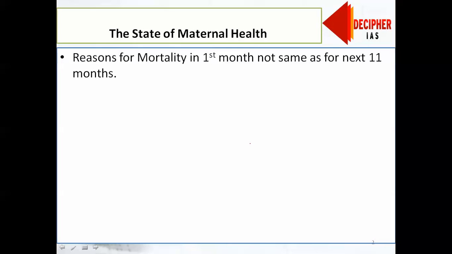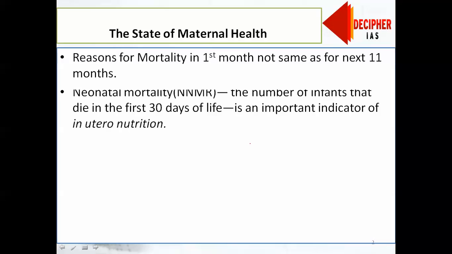But we have also seen that the reasons for death of the child in the first month after birth are different from those of the next 11 months. When the child dies in the first month, it is called neonatal mortality. The neonatal mortality rate is the number of infants that die in the first 30 days of life, and it is an important indicator of in utero nutrition.